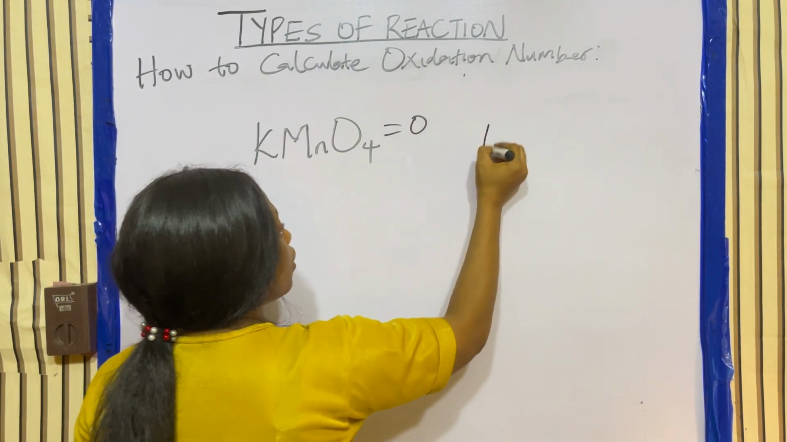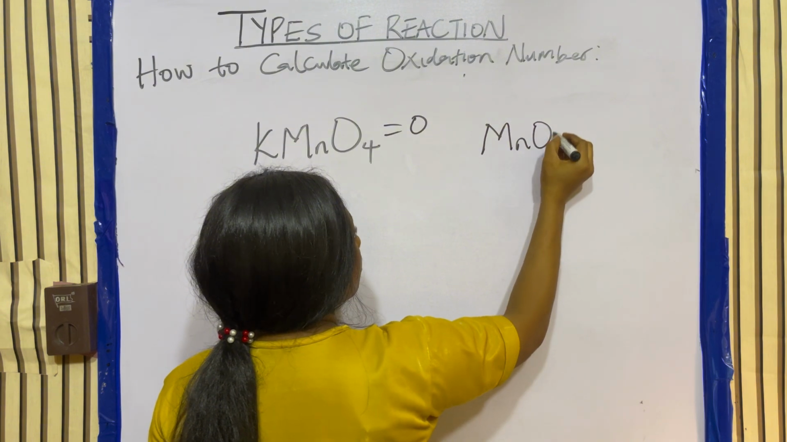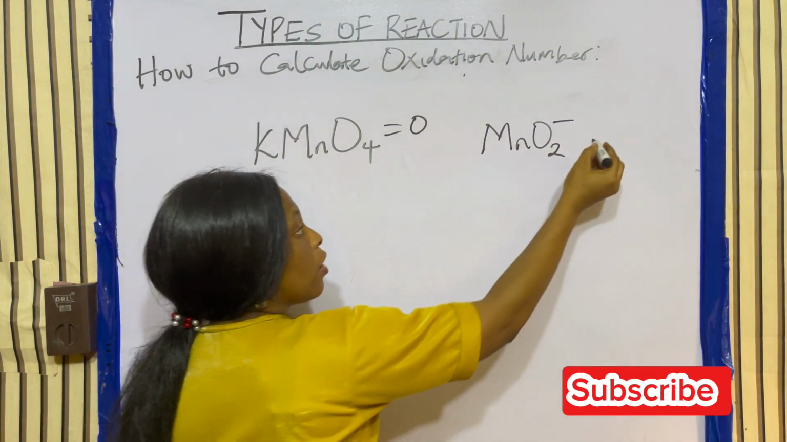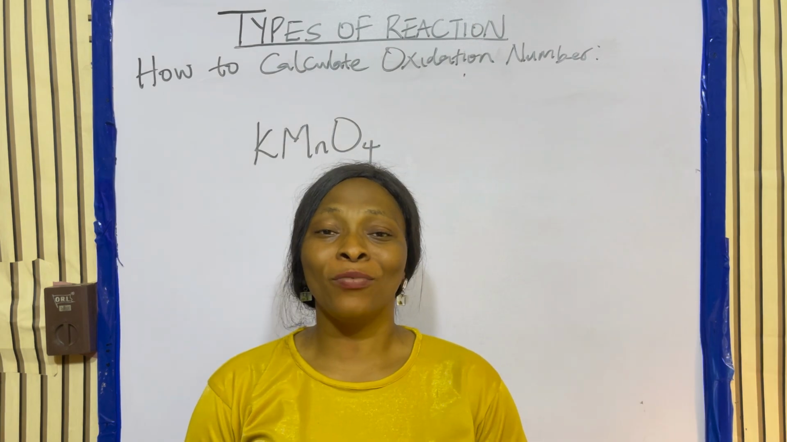For example, if you are given something like this, the sum will be equal to what? -1.